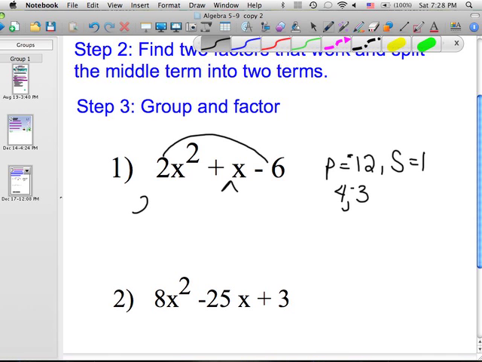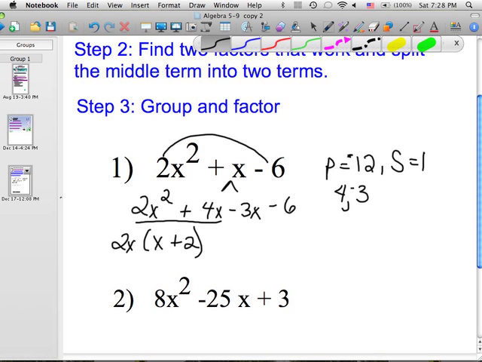Now here's where we, in a sense, backtrack. We're going to take x and split it apart into 4x and negative 3x, which still makes the 1x, and then minus 6. So we split the middle, and now we use the grouping method. From the first pair, we can take out the greatest common factor, which is 2x. That leaves us x plus 2. Now remember, in the grouping method, we need to get the x plus 2 again. So we check the signs, positive, positive, negative, negative. We're going to take out a negative 3, and we get x plus 2.